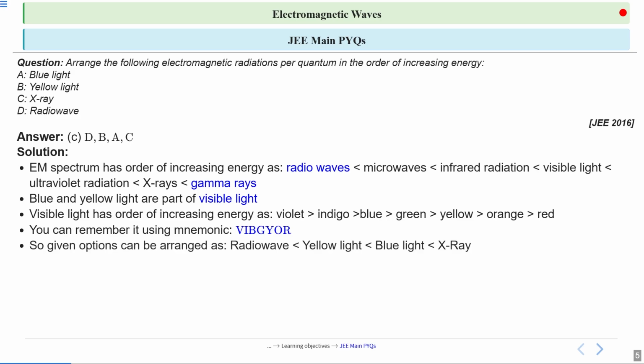So that means blue light will have more energy than yellow light. The given options can be arranged as: radio wave has the least energy, then yellow light has more energy than radio waves, blue light has more energy than yellow light, and finally X-ray has the most energy among the given options. So the correct order is D, B, A, C. Okay, so option C is correct.